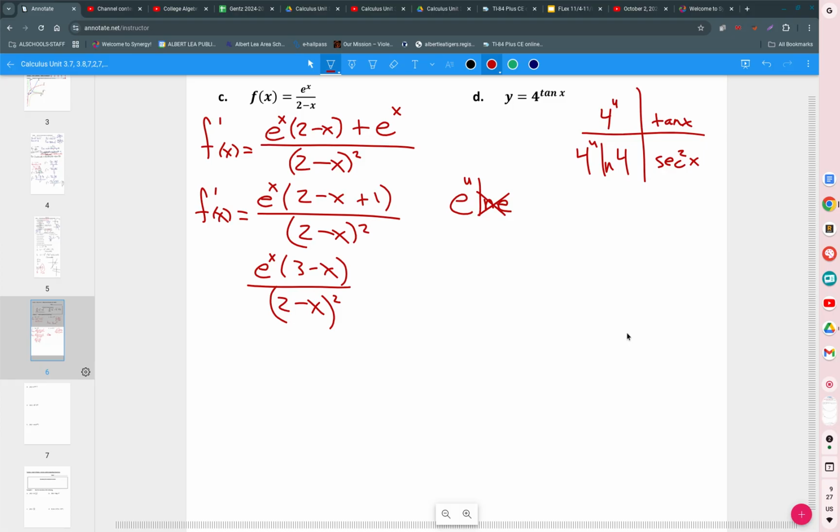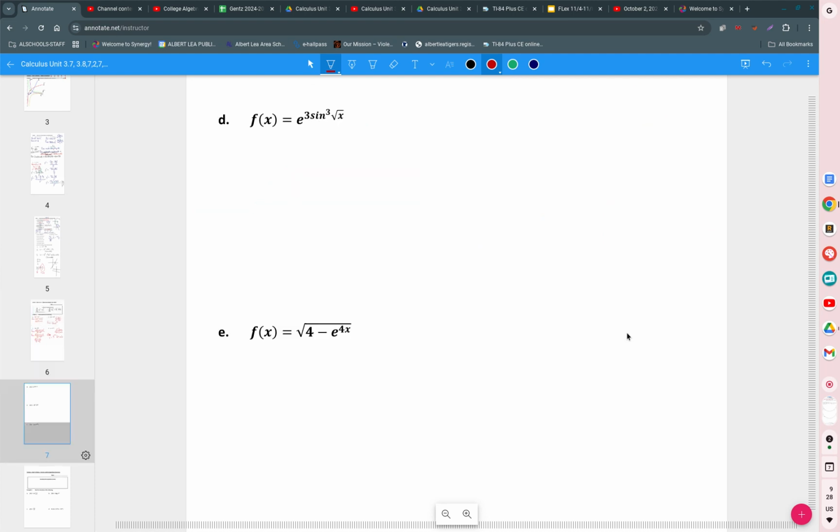Okay, so then we've got to multiply it. So we've got 4 to the tangent of x times the natural log of 4 times secant squared. Kind of an ugly derivative, but hey, there's beauty in everything.